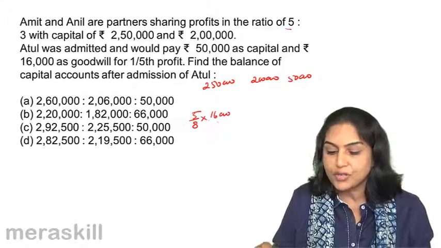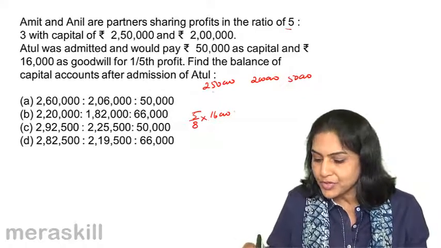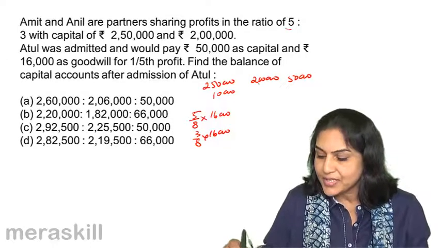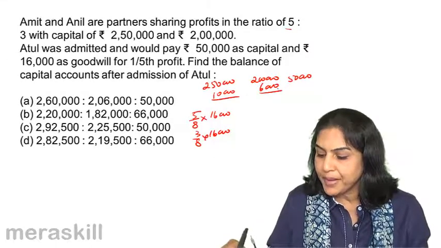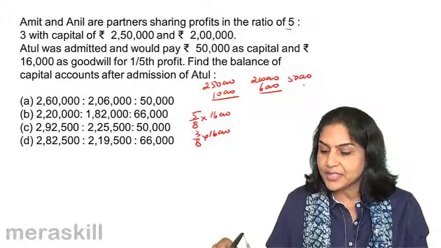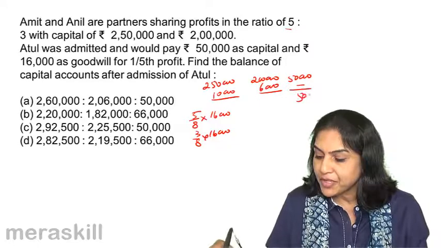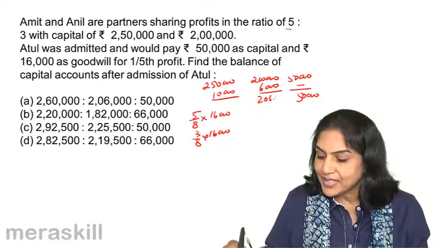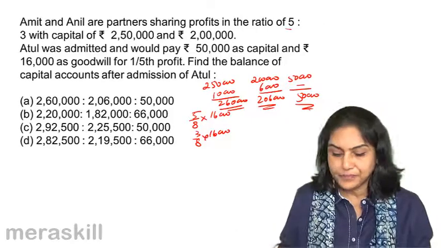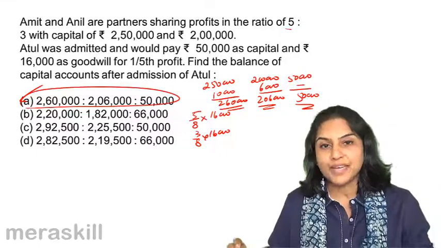If the sacrificing ratio is 5:3, then 5 by 8 and 3 by 8 of 16,000 will be credited to the old partners. So that is 10,000 and 3 by 8 of 16,000, that is 6,000. So what would be the balance of the capital? Here he would have brought in 50 plus 16, and 16 will also be debited from his account. The balance would be 50,000 for the new partner, 2,06,000 for Anil, and 2,60,000 for Amit. Option A should be the correct answer.